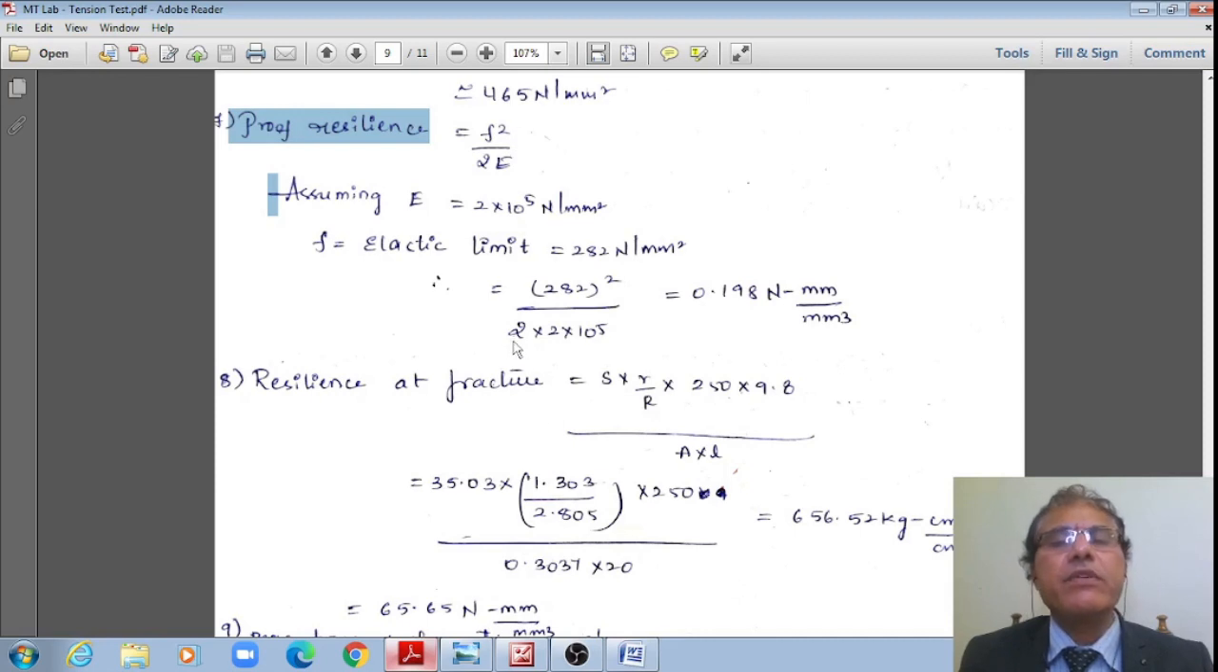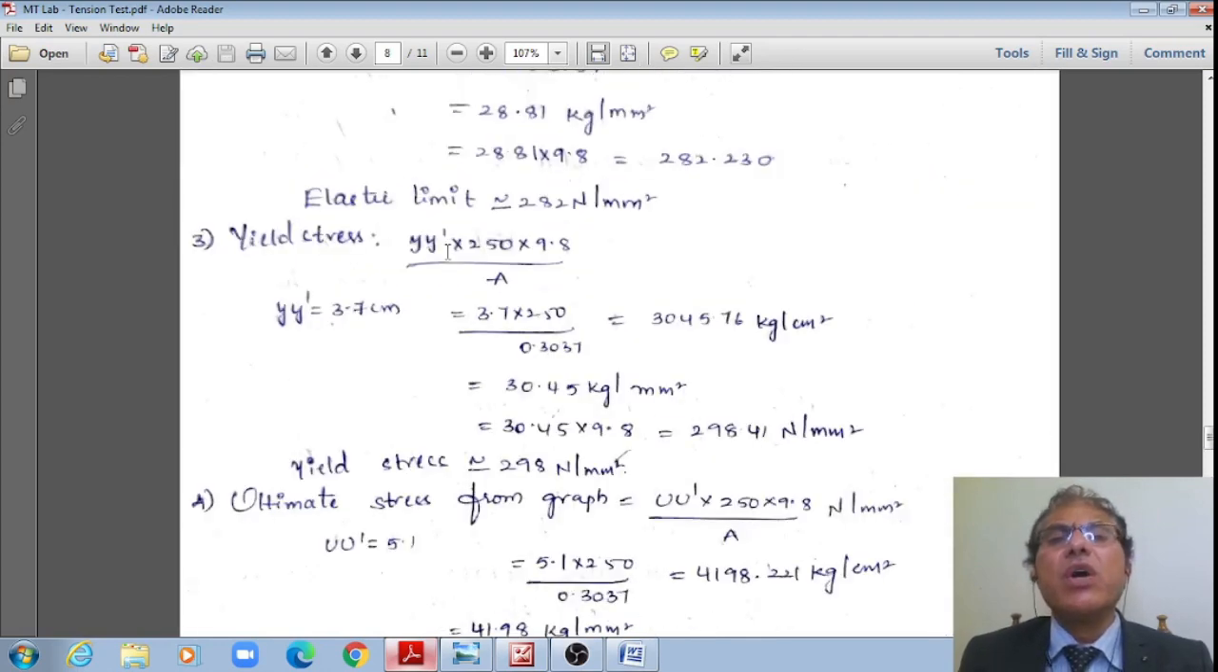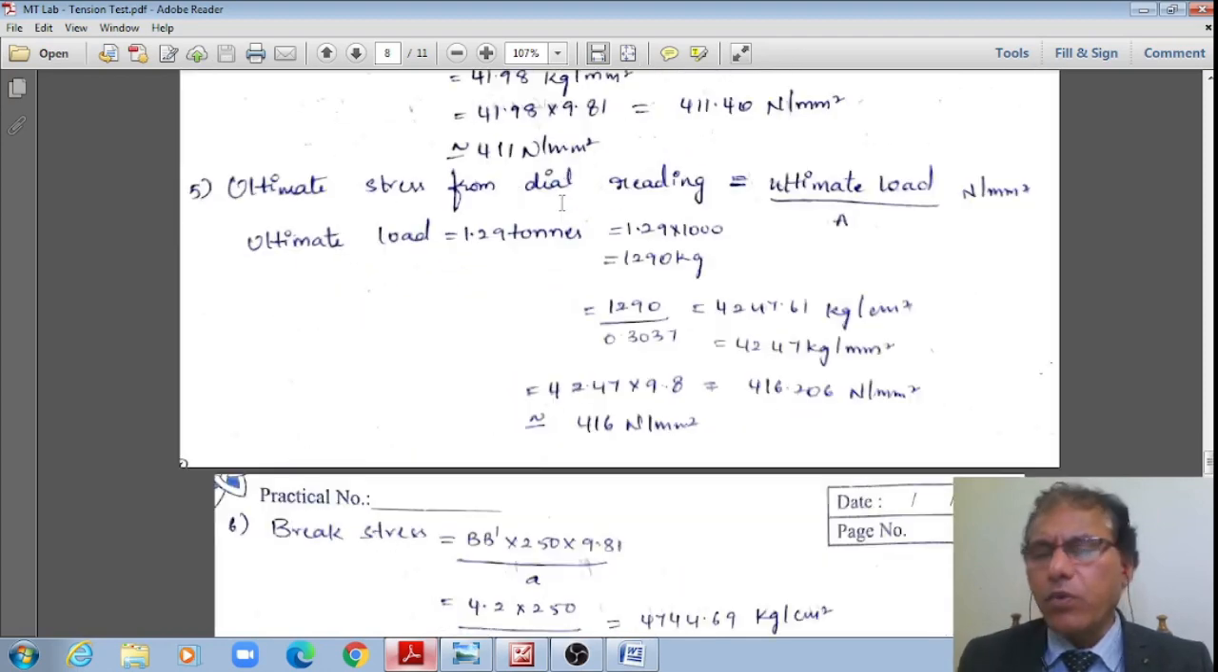In strength of material, we have derived this proof resilience as F squared divided by 2E, right? Resilience is nothing but the strain energy stored per unit volume. Young's modulus of the steel is a standard value, 2 × 10^5 Newton per mm square, and F is the elastic limit. Just now we obtained in the previous step, it is equal to 282 Newton per mm square.